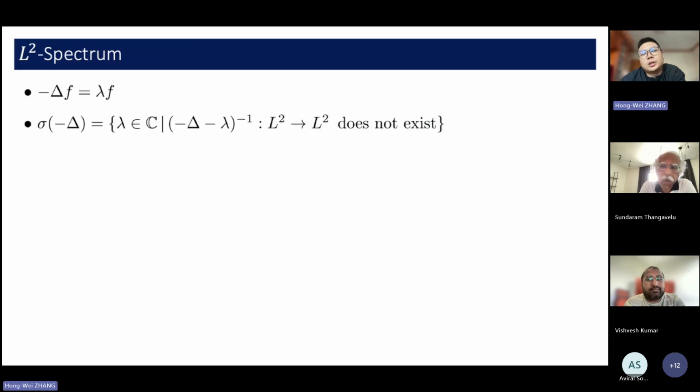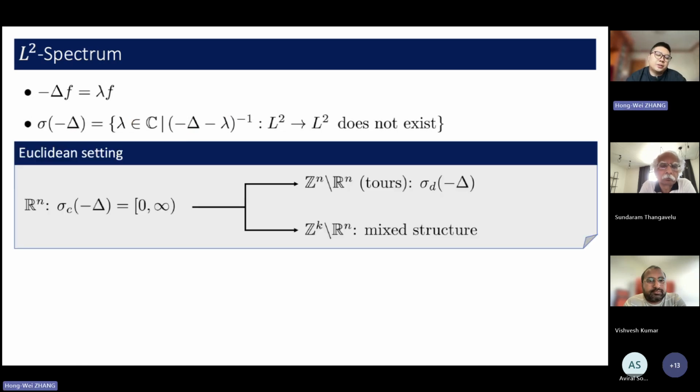So the object to study is the L2 spectrum. We consider the Laplace-Beltrami operator. Then we consider its spectrum. And we know that in the Euclidean setting, the L2 spectrum is purely continuous from 0 to infinity. But if we consider a lattice, a discrete subgroup, we can get something else. For example, in this case, Z^n, we get a torus, and the manifold becomes compact.